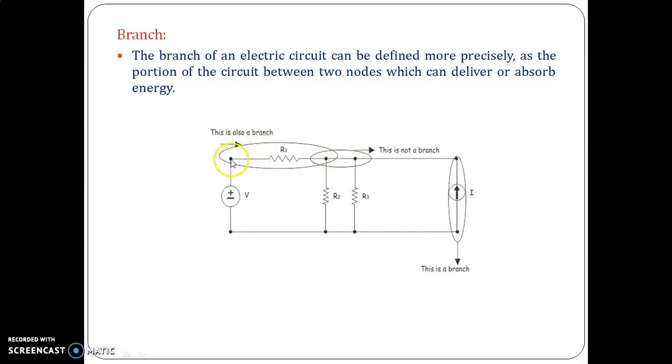So an element which is present between the two nodes is also called a branch. See here, this is one node and this is another node. These two nodes are interconnected by means of this voltage source. Hence, we can call this voltage source a branch here. Similarly, this is one node and this is another node. Here, between the two nodes, a resistance R1 is connected. So this R1 forms a branch.